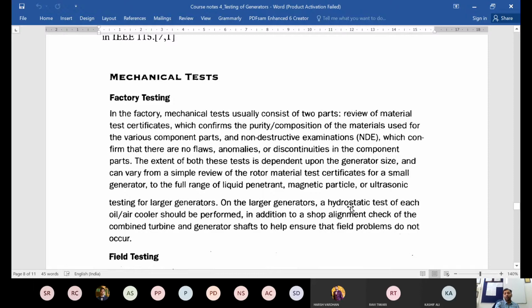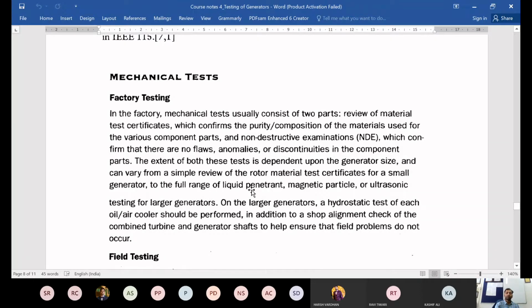On the large generators, a hydrostatic test of each oil or air cooler should be performed, in addition to a shop alignment check of the combined turbine and generator shafts to help ensure that field problems do not occur. So those are also for large generators. If you look at it, there is a whole range. For the smallest size of generators, it is just a simple review of rotor material tests that might be needed.